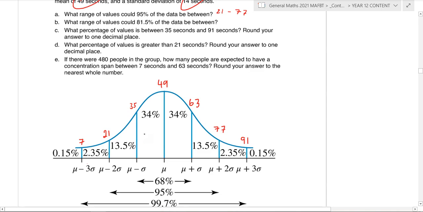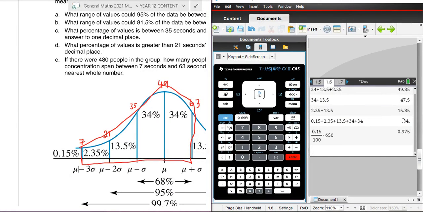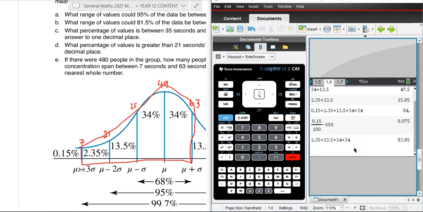Now, the reason why I brought that up just before is because I know that if this is 50%, and I added 34, that would give me 84% of the data. So it's a bit much. So what I'm going to focus on here is maybe it might lie in between 2.35 and here, this data. So if I add all that up, you've got 2.35 plus 13.5 plus 34 plus 34. That gives us 83. So it's a little bit much still.